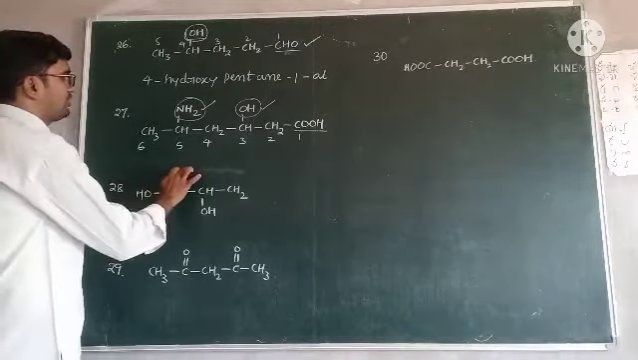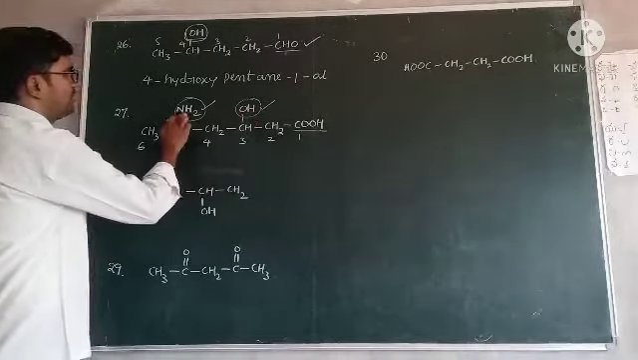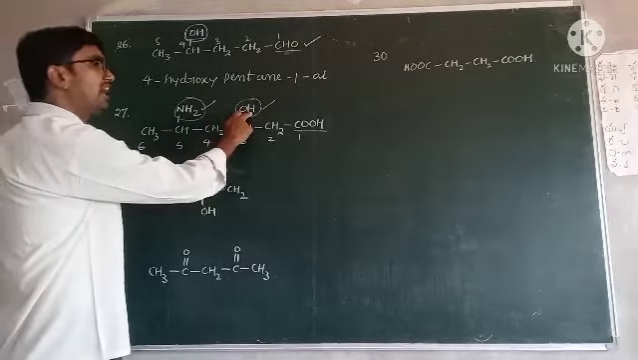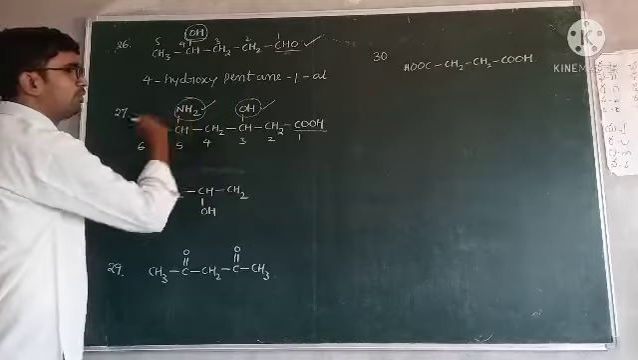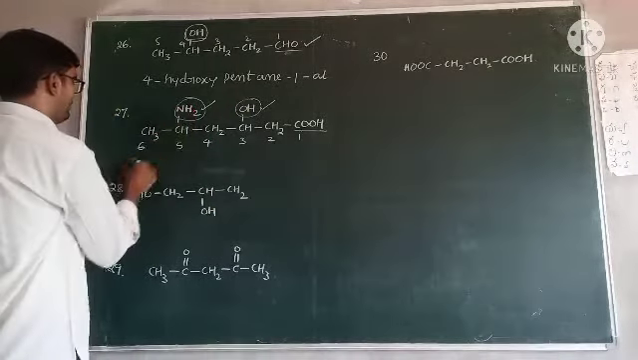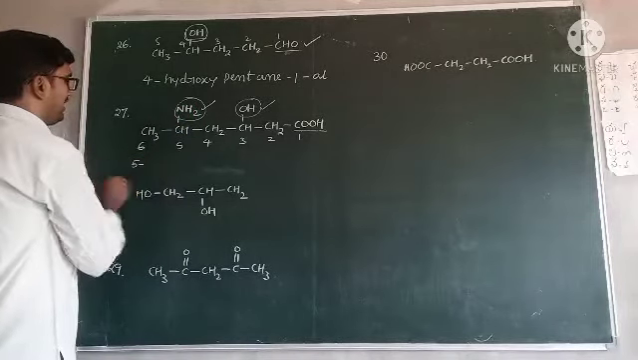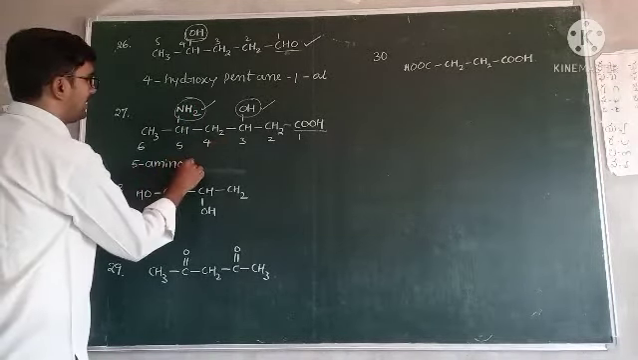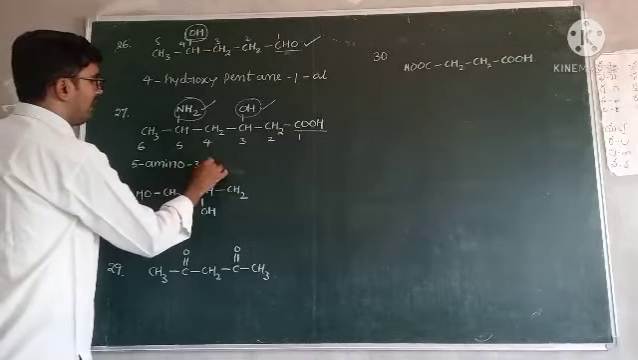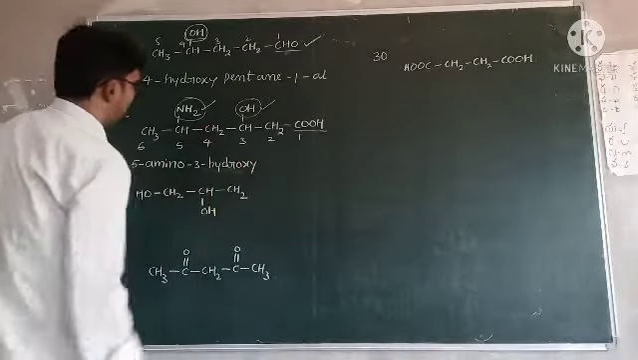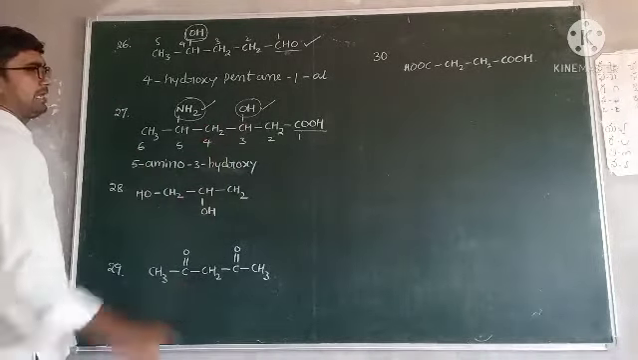First write the substituents. These two are substituents. So the NH2 name is amino, and the OH name is hydroxy. When more than one substituent is present, follow alphabetical order. So first, at the fifth position an amino group is present: amino. At the third place an OH group is present, so hydroxy. And next, number of carbons.